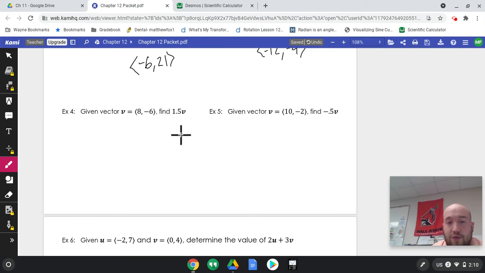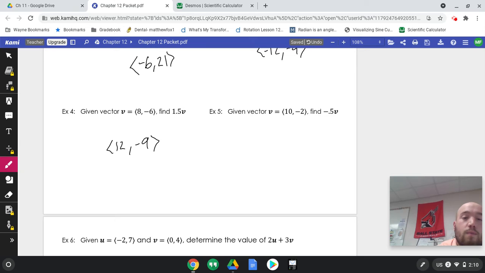Down here, it gets a little more difficult. 1.5, right? That's about as hard as this gets. Times 1.5, so 8 times 1 is 8. 8 times 0.5 is 4. Add those together, we get 12. Negative 6 times 1 would be negative 6. Half of that would be negative 3. Add those. Negative 9.